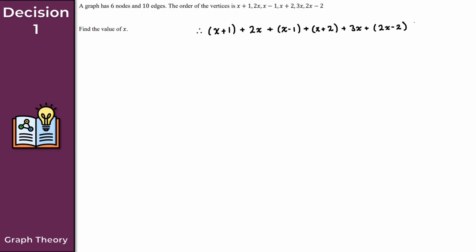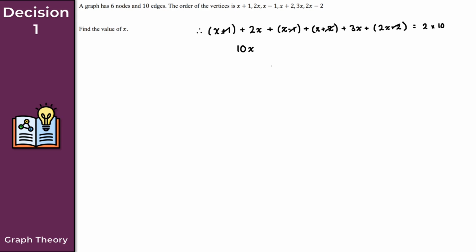Now, by Euler's handshaking lemma, the sum of the order of the vertices will be equal to 2 lots of the number of edges, so 2 times 10. Let's simplify the left-hand side. x plus 2x is 3x, plus x is 4x, plus x is 5x, plus 3x is 8x, plus 2x is 10x. So we've got 10x there. I've got plus 1, minus 1, which just cancel. I've got a plus 2 and a minus 2, so again, they just cancel.